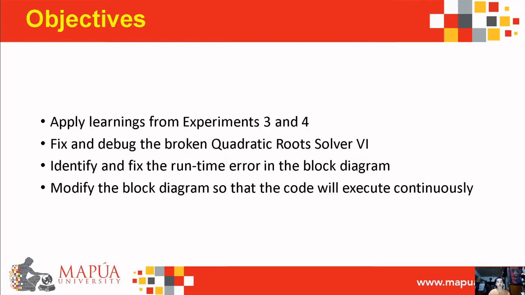Next is the objectives. First, to apply learnings from experiments 3 and 4. Next, to fix and debug the broken quadratic root solver VI. Next is to identify and fix the runtime error in the block diagram. Lastly, to modify the block diagram so that the code will run or execute continuously.